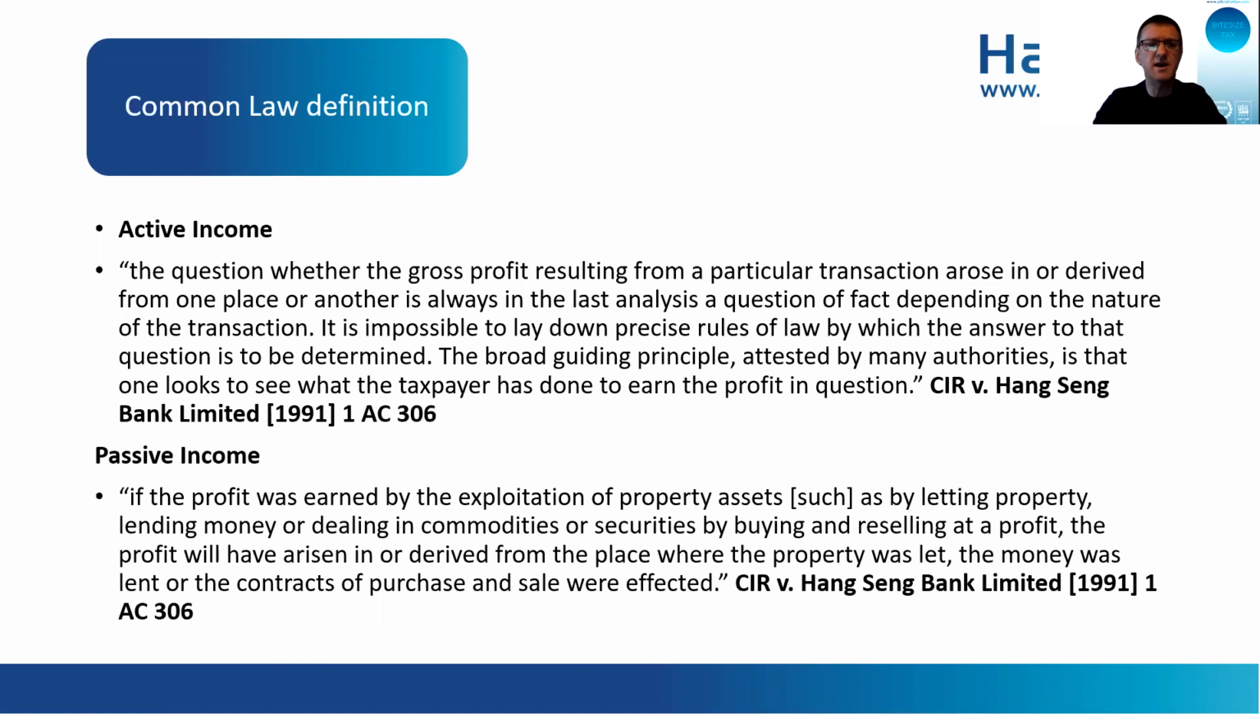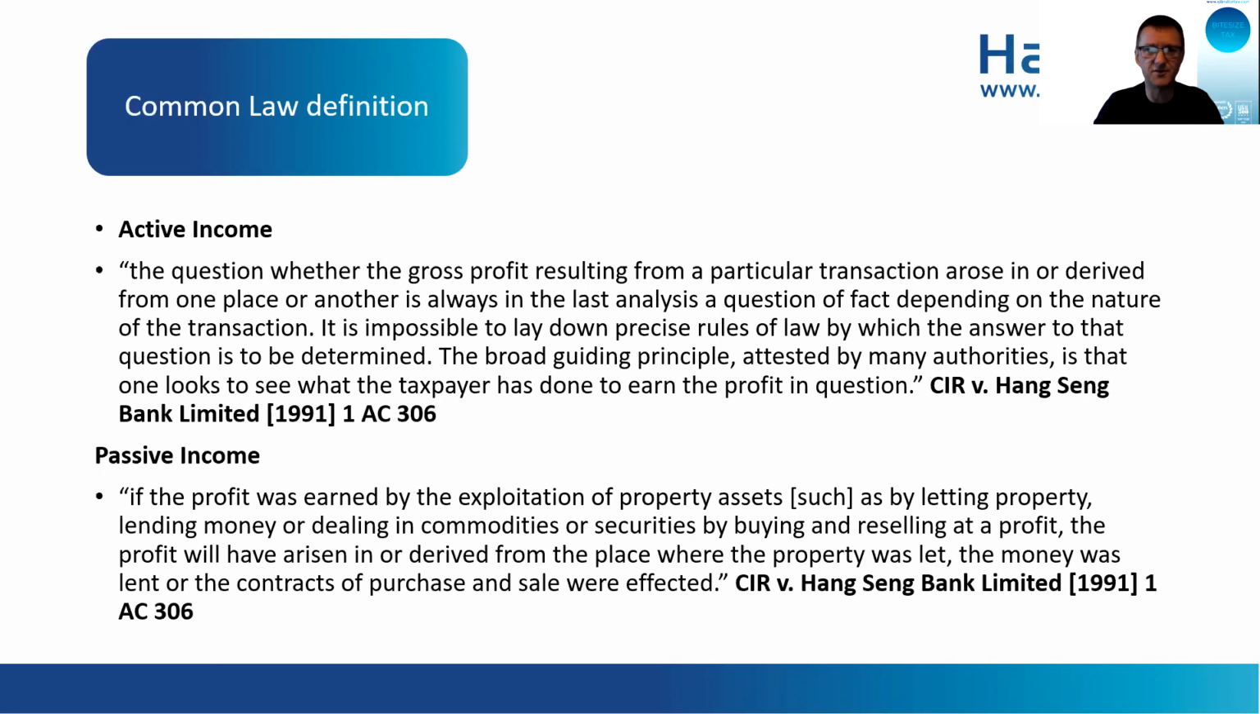On active income, he says: the question whether the gross profit resulting from a particular transaction arose in or derived from one place or another is always in the last analysis a question of fact, depending on the nature of the transaction. It is impossible to lay down precise rules of law by which the answer to that question is to be determined. The broad guiding principle attested by many authorities is that one looks to see what the taxpayer has done to earn the profit in question, end quote.